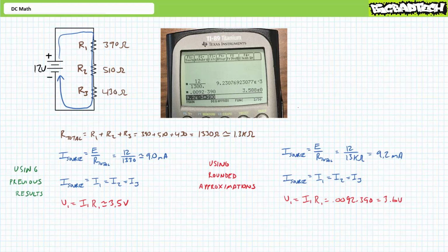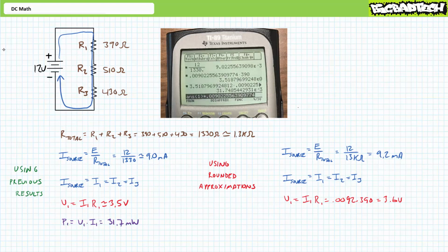If, however, you use the rounded approximation of source current from our previous incorrect calculation, we get an increasingly inaccurate, increasingly incorrect answer. 9.2 milliamperes times 390 ohms yields an answer of roughly 3.6 volts using proper engineering format rounded to the tens place. This is a wrong answer. We are now 3 steps into a 4-step calculation and we're way off the trail. Step 4. Solve for power dissipated by an individual element.